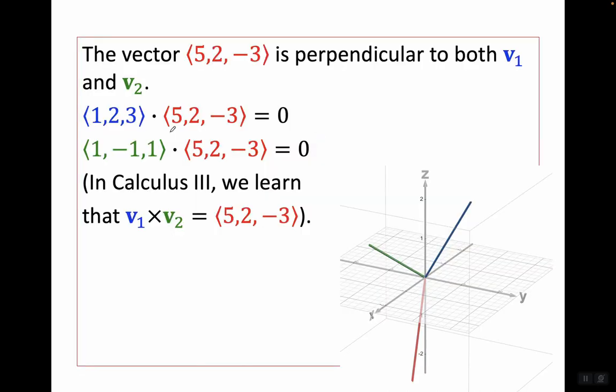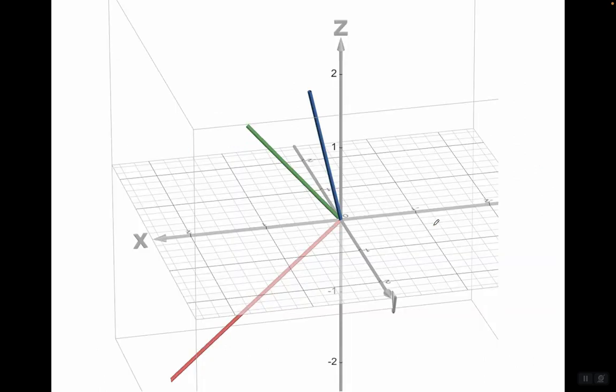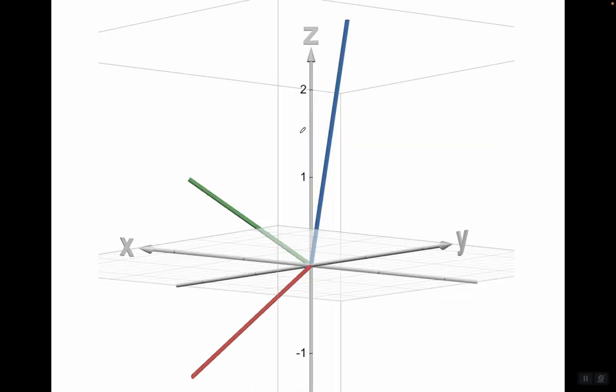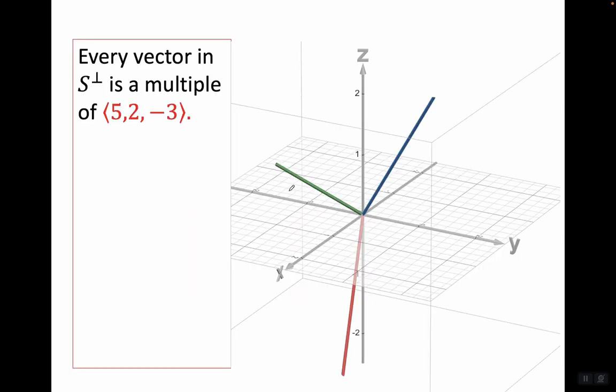Now, if you look at this illustration, it's kind of hard to believe that this red vector is perpendicular to those others. It doesn't really look that way. We'll see in a moment why that's the case. If you look at it from a different angle, now it seems more plausible that the blue vector and the red vector are perpendicular. And if you look at it from this angle, now it seems more plausible that the green vector and the red vector are perpendicular. It turns out that every vector in S perp is a multiple of 5, 2, negative 3.